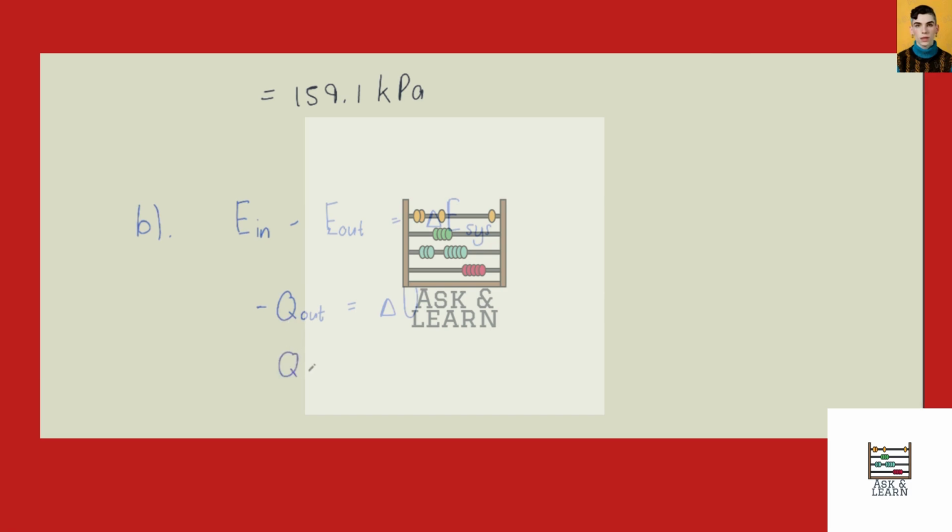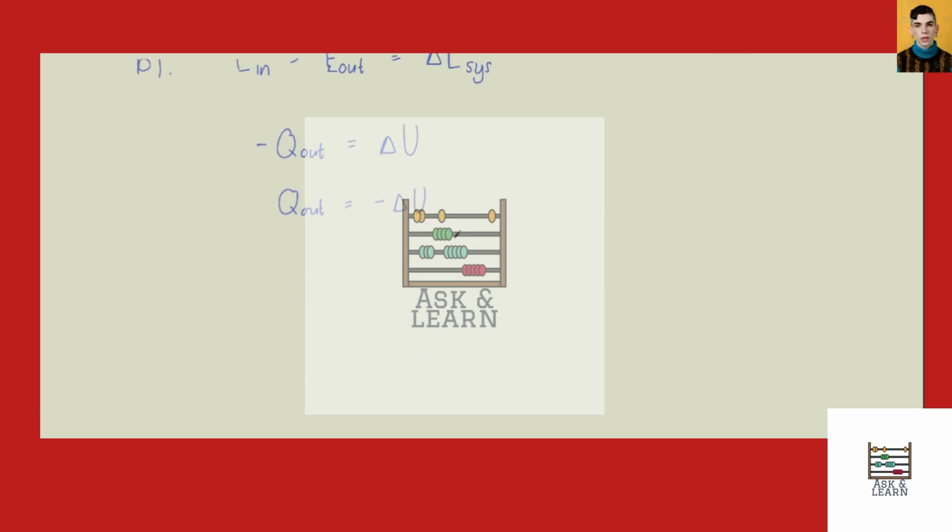And so Q out is equal to minus delta U. We multiply both sides by -1, and this is equal to minus M times U2 minus U1, the specific internal energies. And this can be written as M times the heat capacity Cv at constant volume times the temperature T1 minus T2. So again, we multiply it by -1, and we replace U2 by CvT2 and U1 by CvT1.